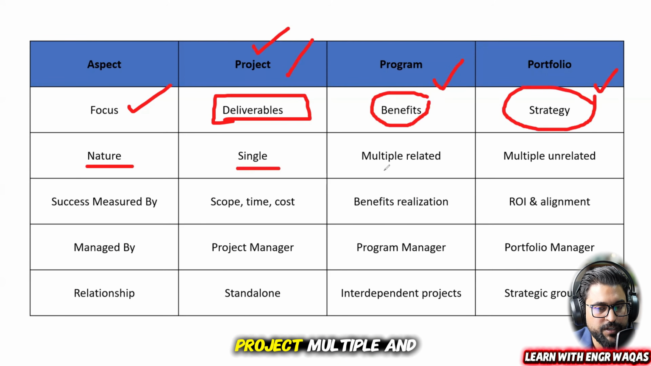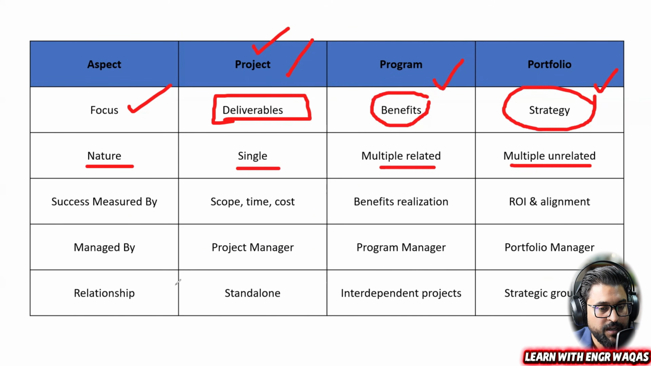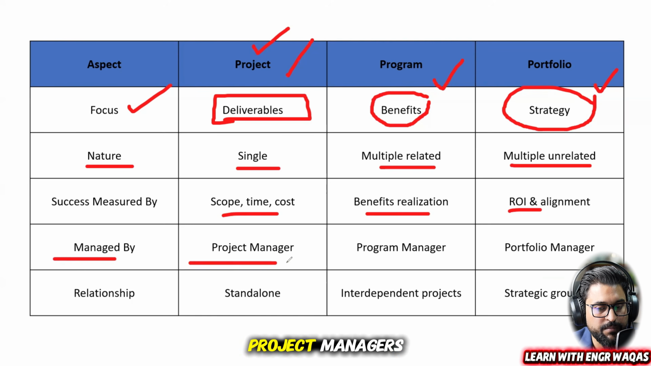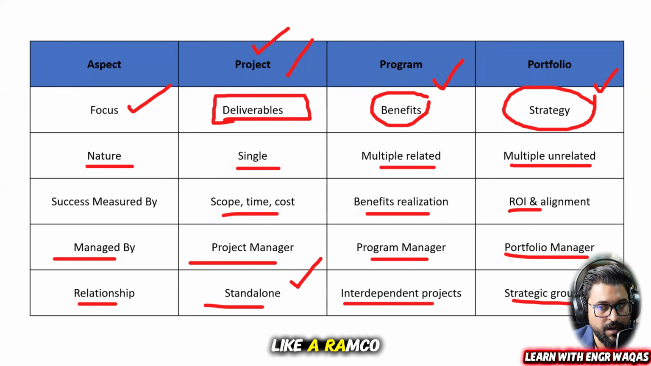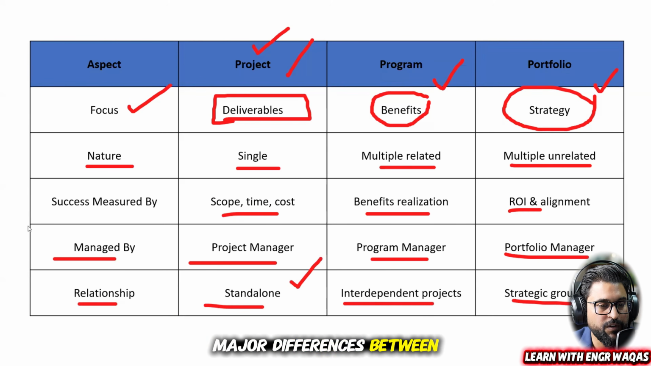Nature: this is a single project, multiple projects, and more than multiple, but they are not even related. Success is measured by scope, time, cost, benefits, ROI, and alignment. Managed by project managers, program managers, portfolio managers. And the relationship is standalone: a single project, interdependent projects, and strategy grouping. Like Ramco is managing their projects, even if they are not related, but strategy is there, right? So these are the major differences between projects, programs, and portfolio.